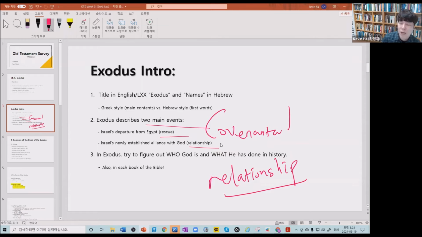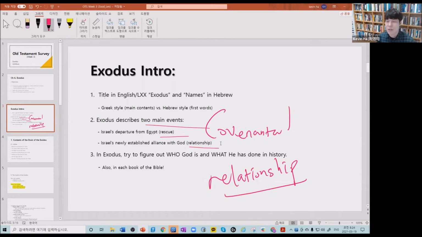Do you know why God does not or cannot give up on us? Because our relationship is based on the covenant through Jesus Christ. So God cannot give up on us. He will lead us to heaven.